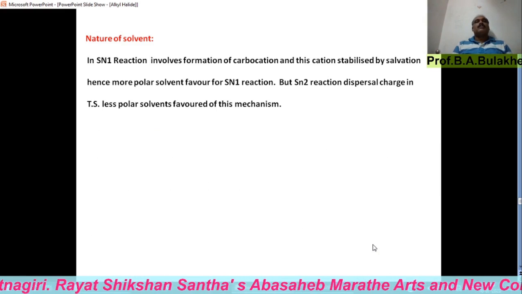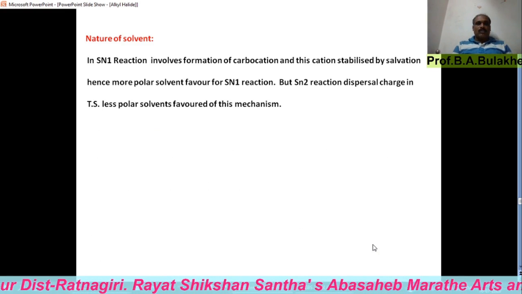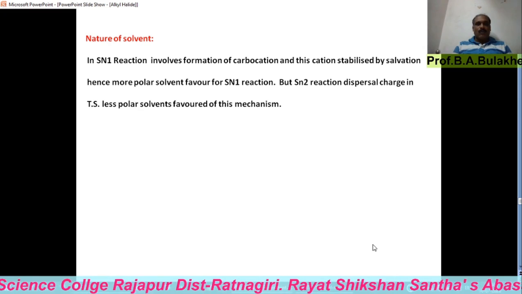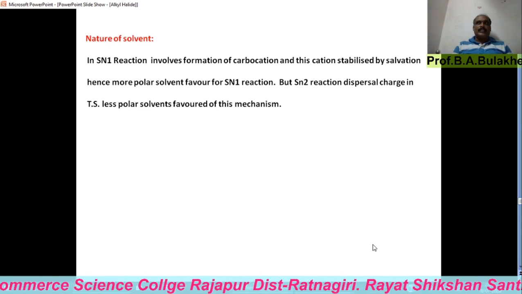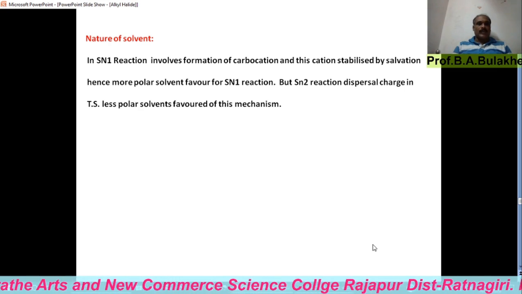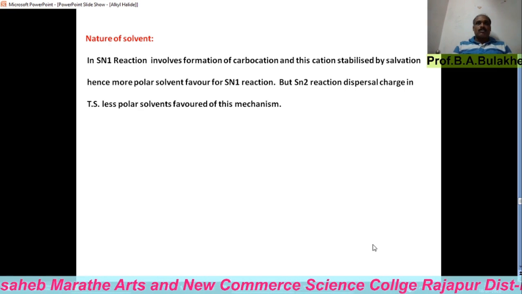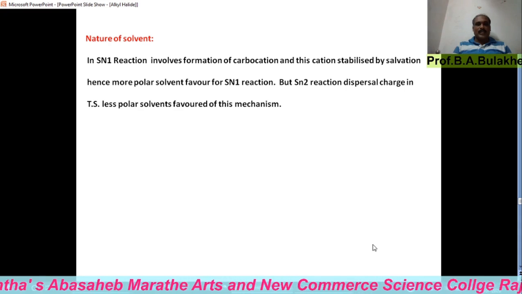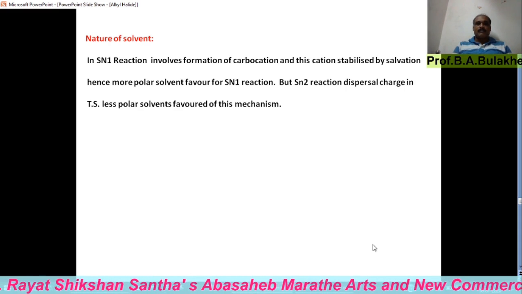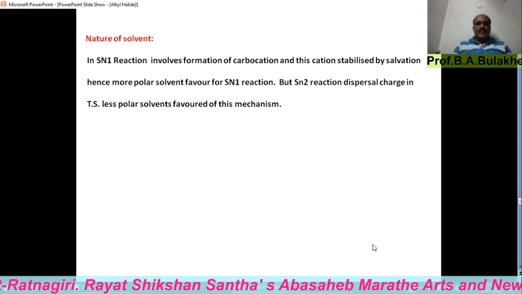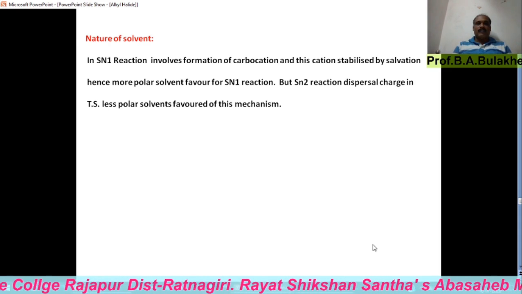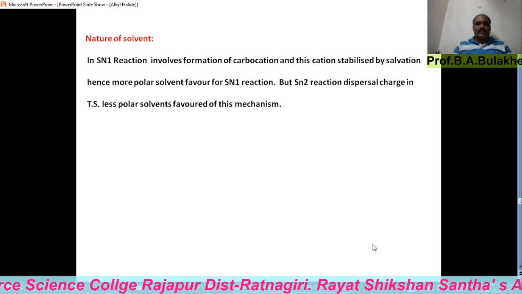Next factor, nature of solvent. Solvents also differentiate between SN1 and SN2 reaction because SN1 reactions involve the formation of carbocation, which is stabilized by solvation using more polar solvents, and therefore in more polar solvents the rate of SN1 reaction increases. But SN2 reaction does not form a carbocation; dispersal of charge takes place in the transition state, and therefore less polar solvents like hexane are favored for SN2 mechanism.